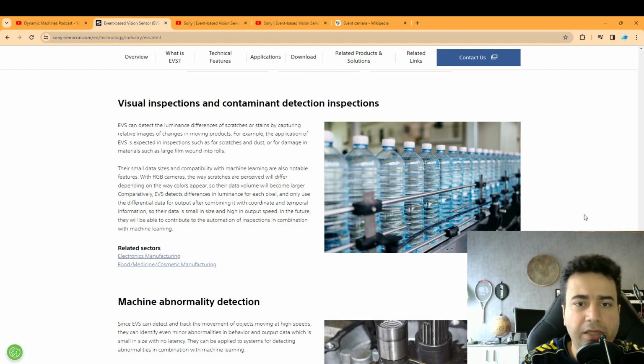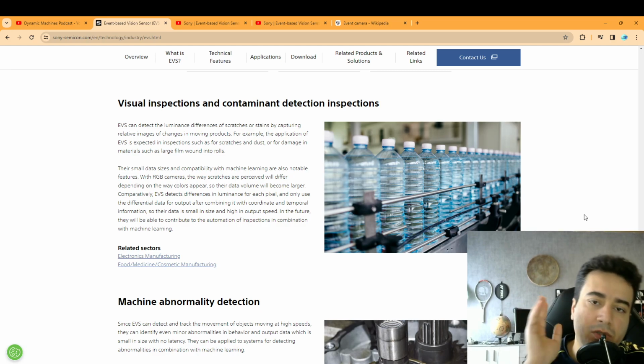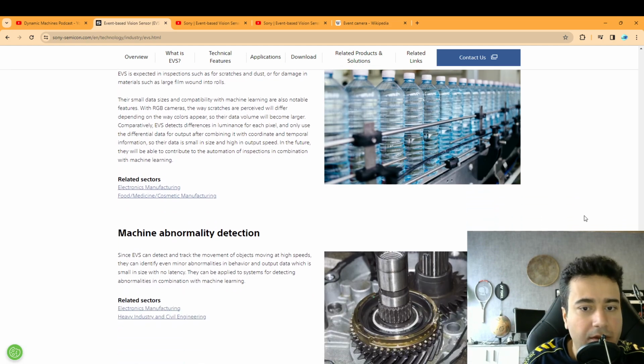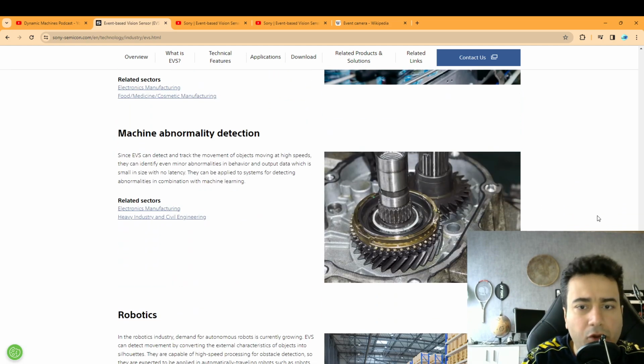So the difference here is that if you use a normal frame-based RGB camera, a lot of information comes in and you need to do post-processing in order to detect the cracks or whatever is causing a problem. But the EVS goes directly to those differences and shows you the cracks directly without any post-processing. In machine abnormality detection, it's exactly the same. You can detect the abnormality by the output data, which is small in size and has no latency.